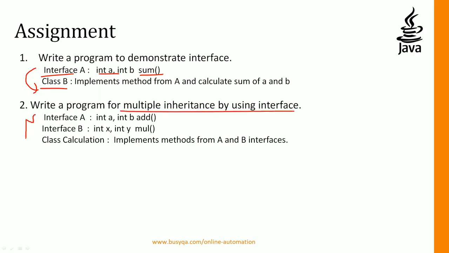This is again multiple inheritance. Create two parent interfaces. The first interface contains two variables and an add method. The second interface contains two more variables and a multiplication method, and implement these two interfaces by using another class. So this is one more assignment, for multiple inheritance. Try these two before coming to the next class.